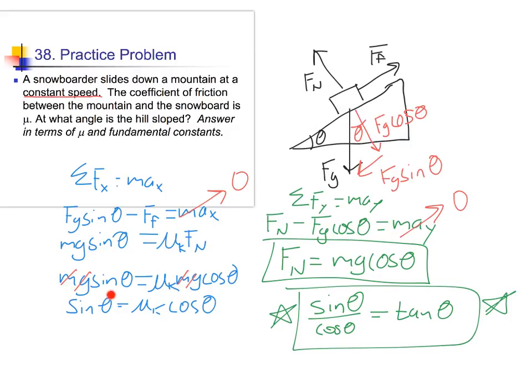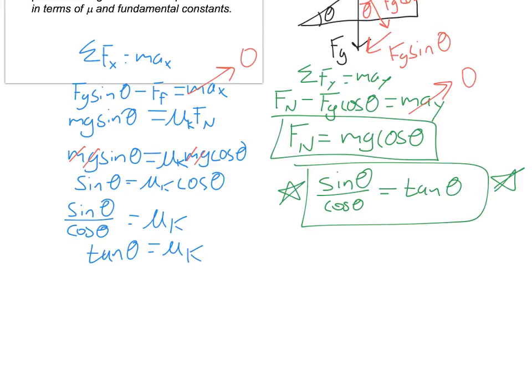We have a theta on both sides, and we somehow need to combine them and get down to one single theta. So the way I do that is by dividing. I'm going to divide both sides by cosine of theta. So I can say sine of theta over cosine of theta equals my coefficient of kinetic friction. And that means that tangent of theta is equal to my coefficient of kinetic friction. If I want to go ahead now and solve for theta, I'm just doing some inverse trig here. And so I can say that theta is simply equal to the inverse tangent of mu k. And there I have my answer.